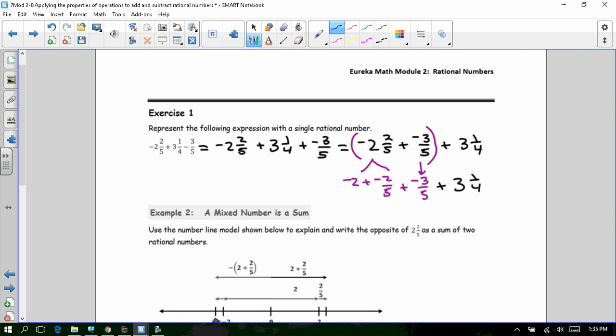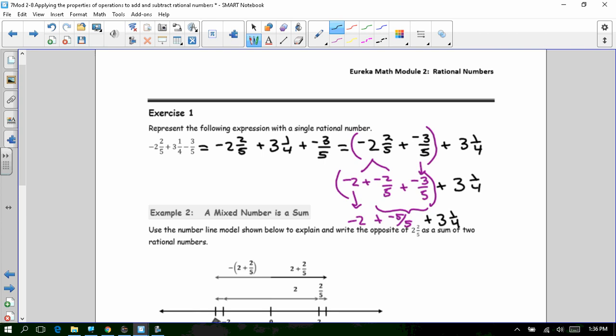I'm going to deal with the numbers I put in parentheses. You didn't have to put them in parentheses, but that's where I'm working right now. I want to work with those fractions first: -2/5 plus -3/5. The signs are the same, so I can just add them. -2 plus -3 is -5. So I'll have my -2 that stays there, and this becomes -5 over 5. My 3 1/4 is still out there.